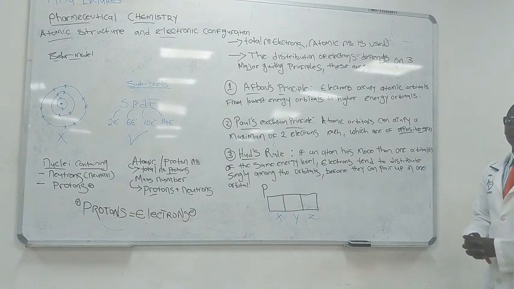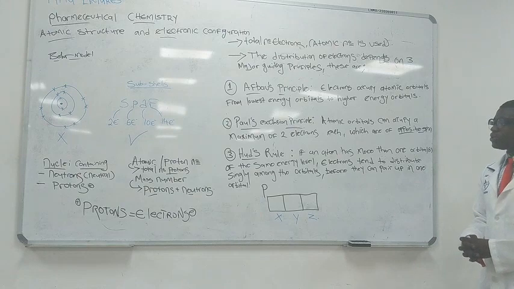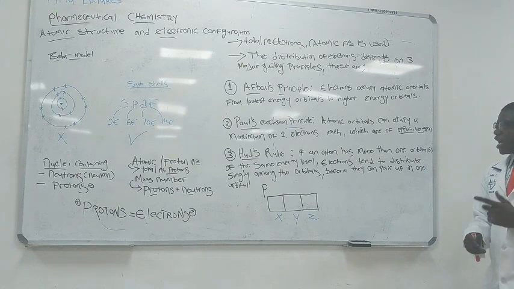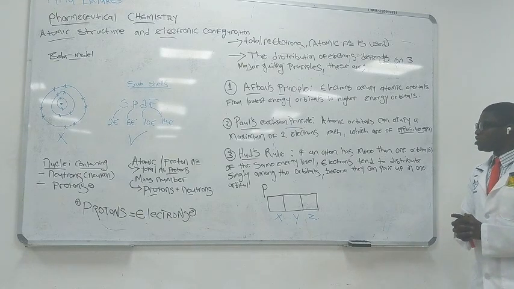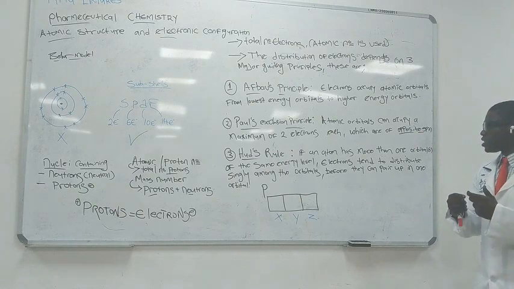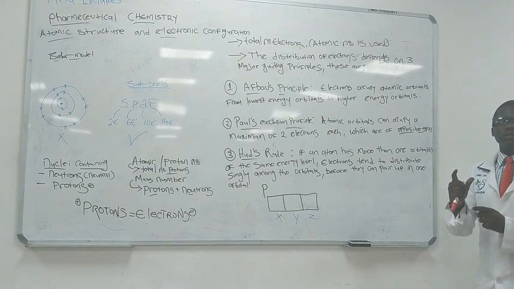Hund's rule, which is our third rule, suggests if an atom has more than one orbital of the same energy level, electrons tend to distribute singly among the orbitals before they pair up in one.